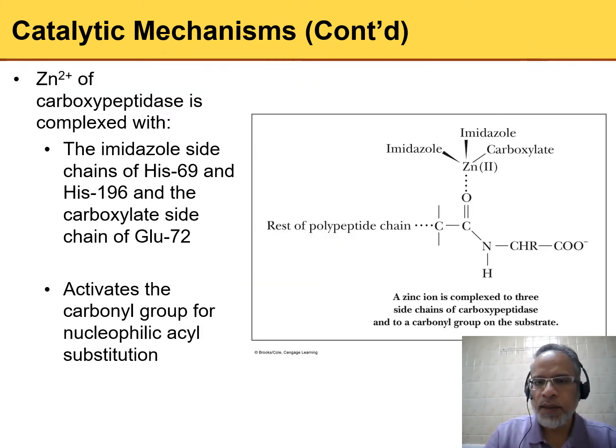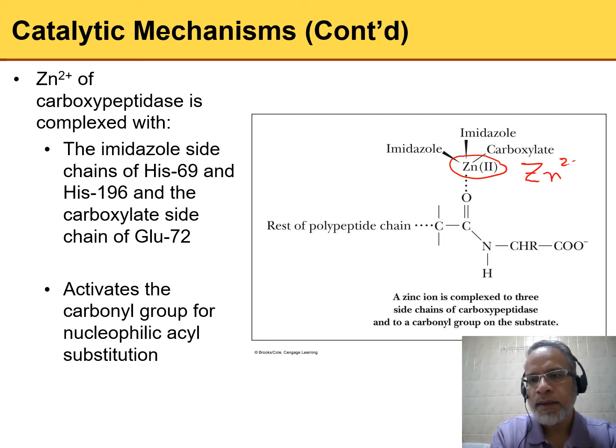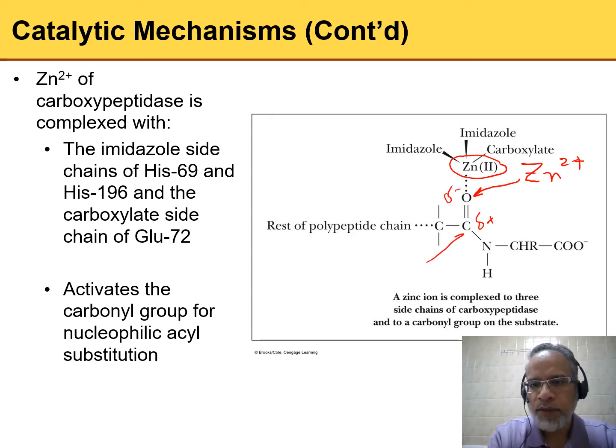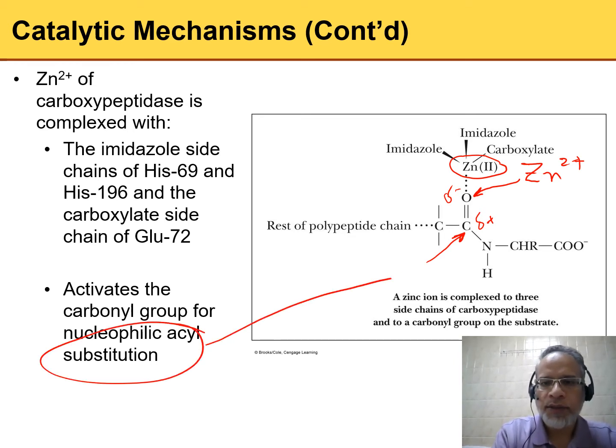And if you look at the mechanism, you have zinc here in the active site, in the Zn2+ state, right? And it is basically accepting a lone pair of electrons from oxygen, and it pulls it such that it makes this carbon very electron deficient. So you get this partial negative, partial positive, and so this is ready for an attack. So it basically activates the carbonyl for a nucleophilic substitution reaction, right?